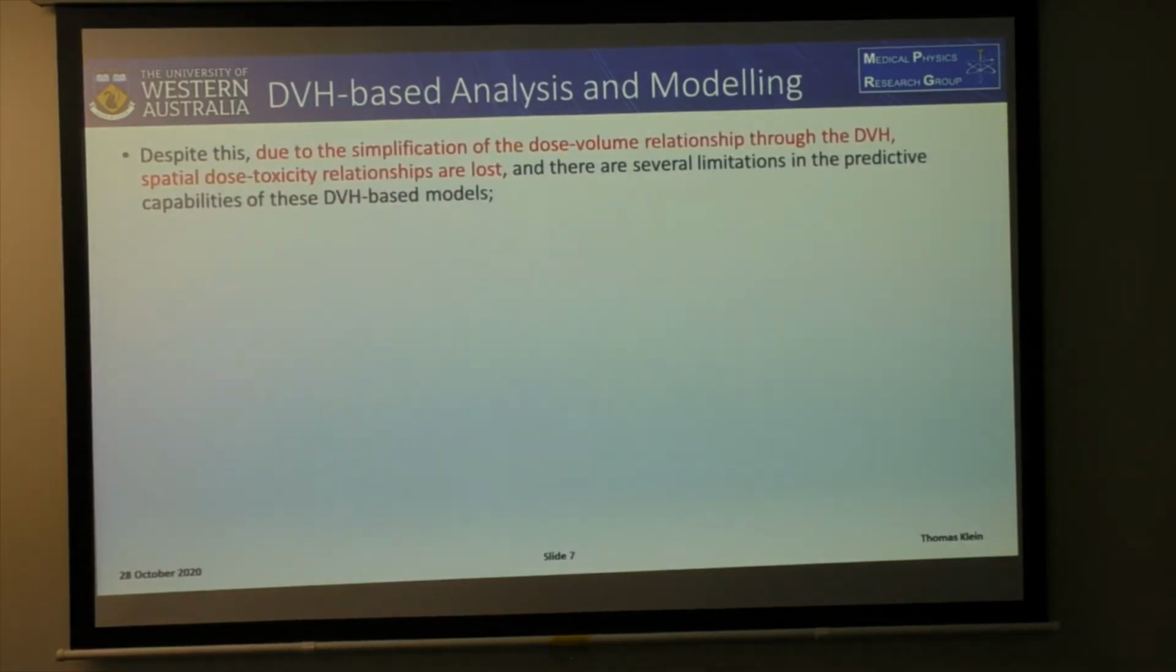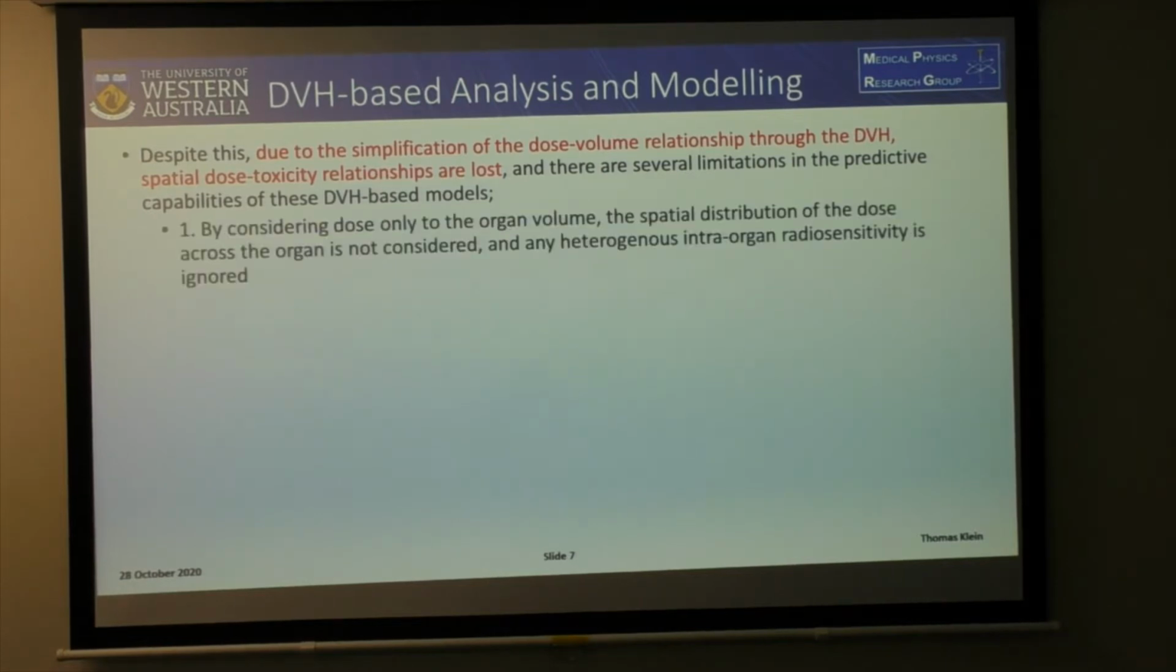So despite these studies and these relationships, the simplification of the dose volume relationship through the DVH causes us to lose the spatial relationship between dose and toxicity, which results in a number of limitations. So the first is that by considering only the dose to the organ volume rather than the dose distribution, we lose the spatial distribution of dose across the organ and we ignore any heterogeneous intra-organ radiosensitivity associated with those organs.